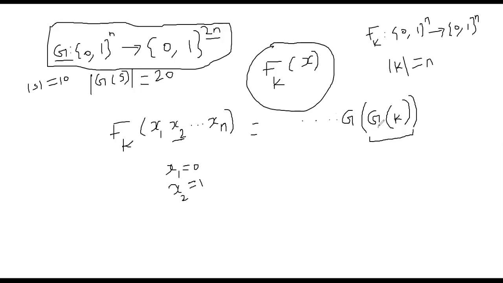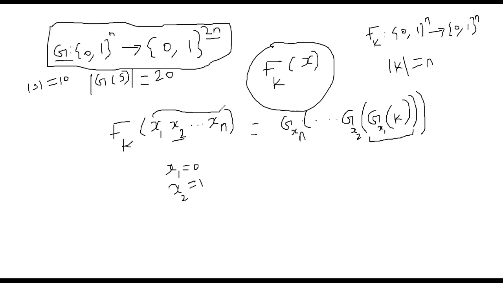So this will be gx1. This will be gx2. Remember, x1, x2 are all bits, and gxn. Okay, so how many functions are we evaluating? We are evaluating g n times, because there are n bits here.